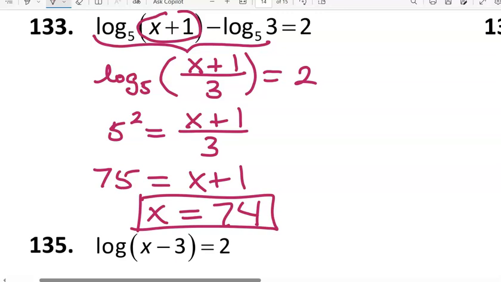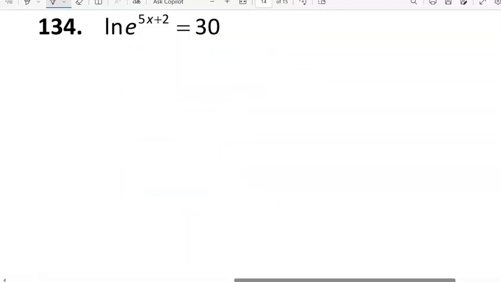In 134, we have the natural log of e to the 5x plus 2 is equal to 30. There's a couple different ways we can approach this one. If you want to just put it in exponential form, you can. And since we have an ln, that's a base of e. It's a natural logarithm. So e is our base, 30 is our exponent, since a logarithm equals an exponent, and the result is e to the 5x plus 2.